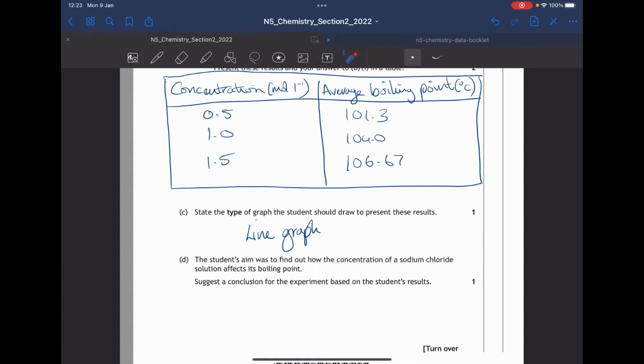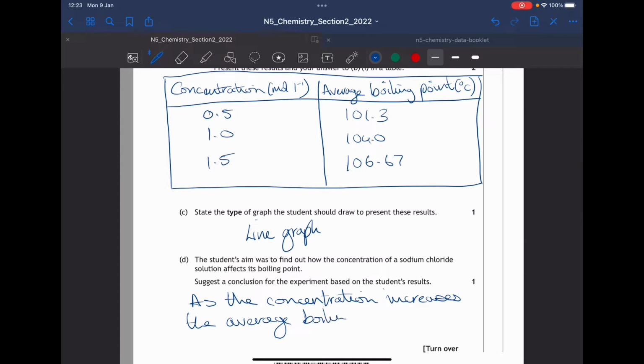So in part D, the student's aim was to find out how the concentration of a sodium chloride solution affects its boiling point. Suggest a conclusion for the experiment based on the student's results. So if we look at the table, we can see that as the concentration increases, the boiling point, average boiling point, also increases. So that would be our conclusion. So as the concentration increases, the average boiling point increases.